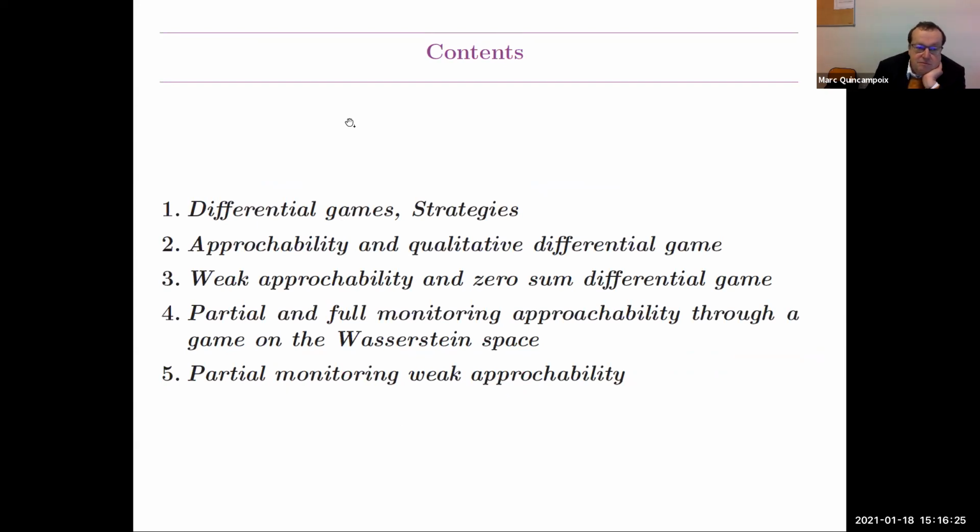First, I will explain some already known things on approachability and we'll try to motivate the introduction of differential games. After, I will describe shortly some results of approachability and the relation with qualitative differential games. And after, I will define quantitative zero-sum differential games, and I explain how this notion is used to study weak approachability. And after, I will use the same scheme to consider partial monitoring approachability using a differential game in a Wasserstein space.